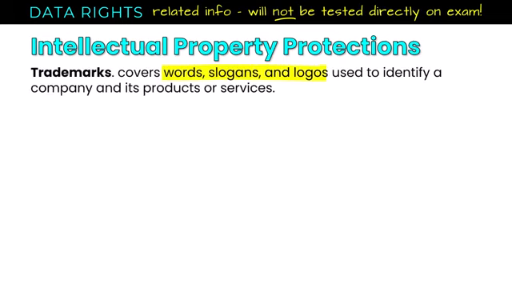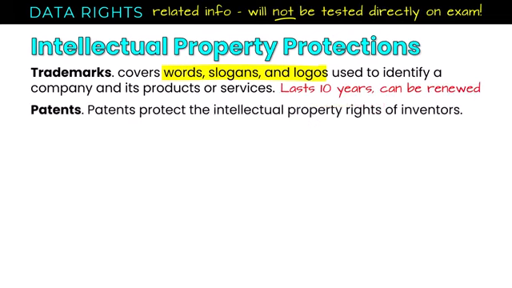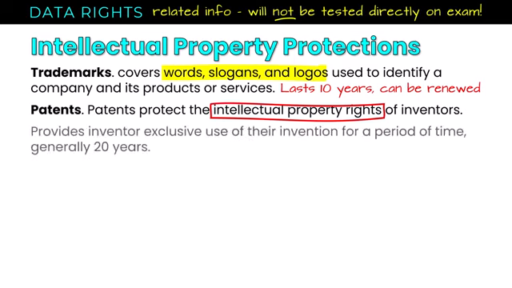So there's trademarks, which cover words, slogans, and logos used to identify a company and its products or services. So that would be a trademark to cover the Apple logo, for example, or Nike's slogan, "Just Do It." A trademark lasts 10 years, it can be renewed. Patents protect the intellectual property rights of inventors. A patent provides the inventor exclusive use of their invention for a period of time, generally 20 years. And filing requires public disclosure, which is undesirable in some cases.